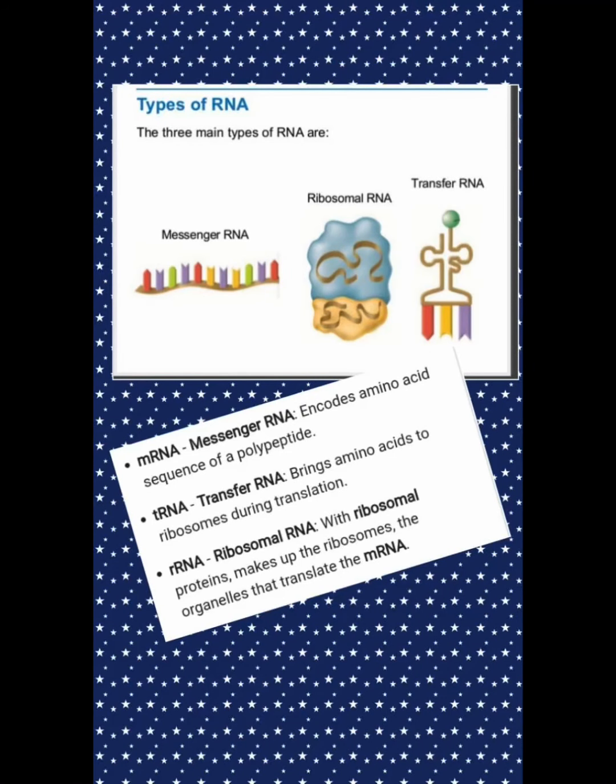There are 3 main types of RNA. Number 1, messenger RNA. It encodes amino acid sequence of a polypeptide. Number 2, transfer RNA. It brings amino acids to ribosomes during translation. Number 3, ribosomal RNA with ribosomal proteins makes up the ribosome, the organelles that translate the messenger RNA.